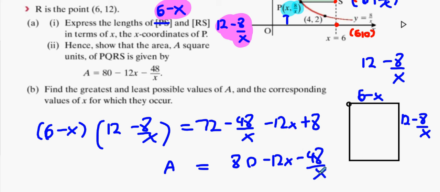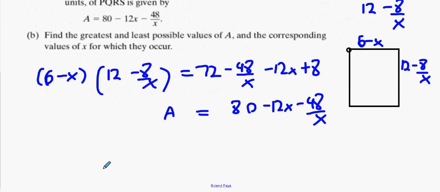Find the greatest and least possible values of A and the corresponding values of x for which they occur. That sounds awful, but let's try it out. Differentiate, look for your max and look for your min. Max will be the greatest and min will be the least.